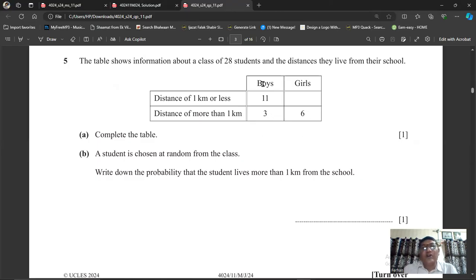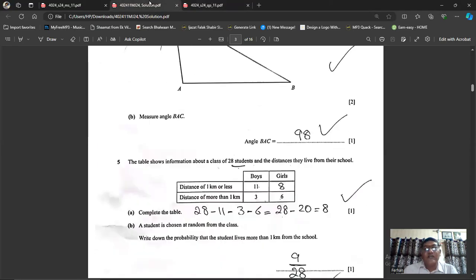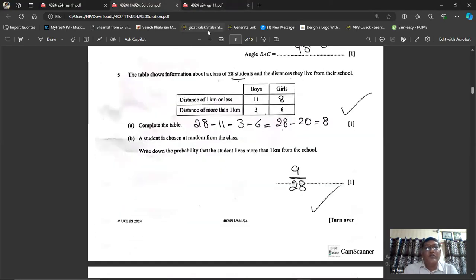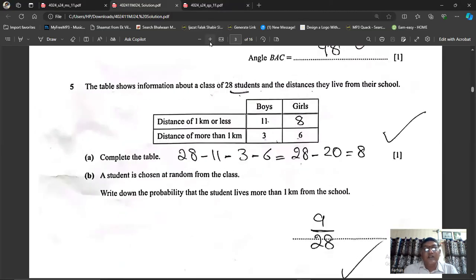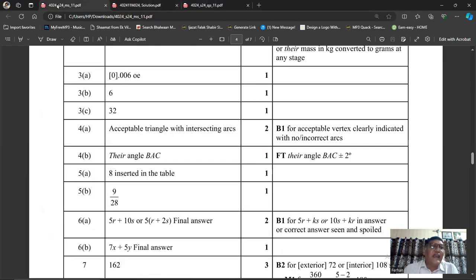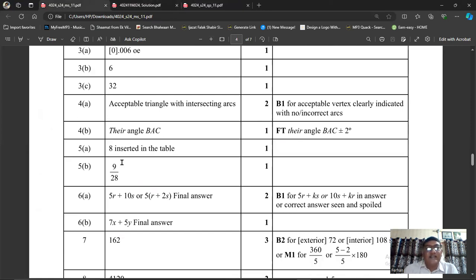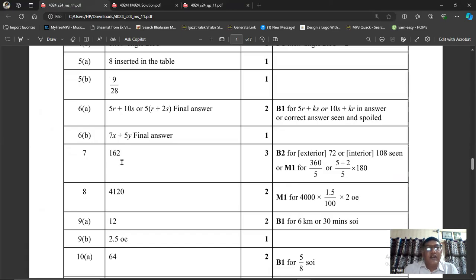So total students, because they are 28. So from 28 subtract 6, 3 and 11. You will get how many girls live distance of 1 kilometer or less. So here we have. So hopefully you will be able to see this. Okay. So 28 minus 11 minus 3 minus 6, that is 28 minus 20, and that is 8. So here in this table, you will fill 8. So my answer is 8. So that answer is right.